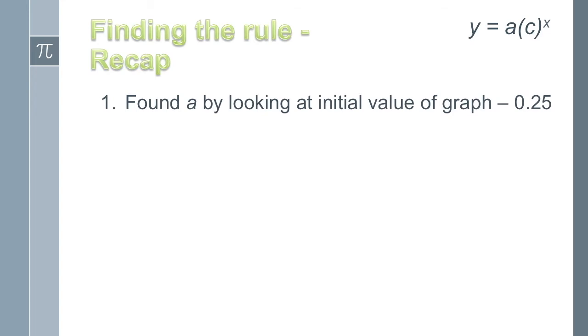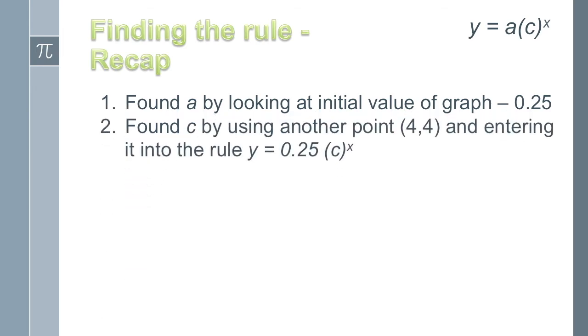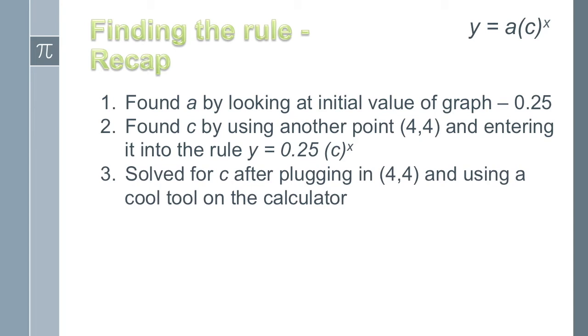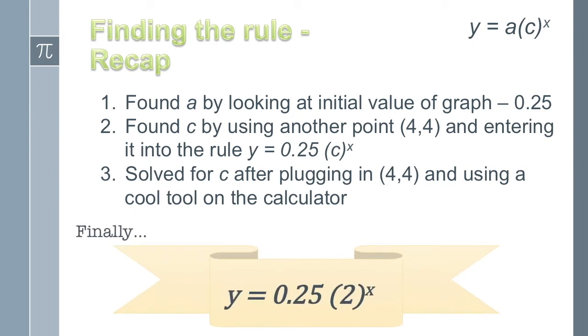Let's review. We found a by looking at the initial value of the graph. We found that it crosses at 0.25. We found c by using the other point given, (4, 4), and entering it into the rule y is equal to 0.25 c to the x. We solved for c after plugging that in and using a cool tool on the calculator, the x root tool. So finally, our rule is y is equal to 0.25 times 2 to the x.